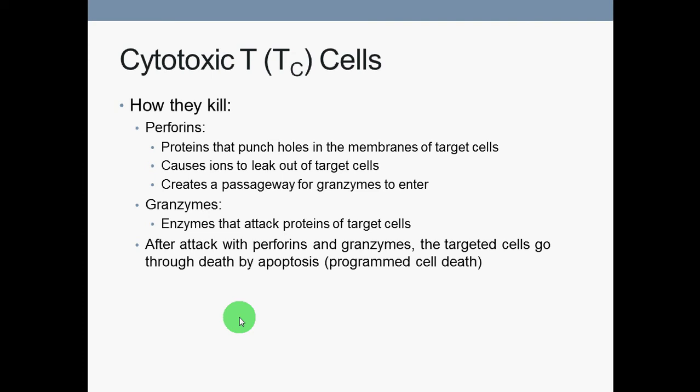What it also does is it creates a passageway for these other chemicals called granzymes to get into the cell. What granzymes do is they attack proteins of the target cells. So once they're able to enter the target cells, they find certain proteins, attack them, denature them, and then the cell is targeted to die. Okay, so after attack with these two chemicals, these targeted cells then go through death by apoptosis, which is programmed cell death.